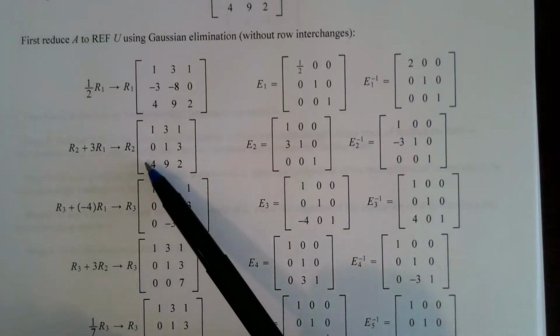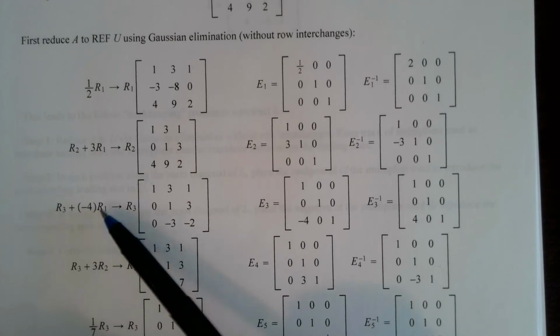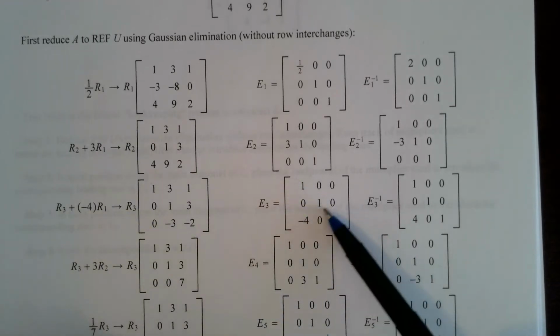Then to get the 0 here, I'm going to do what? Row 3 plus negative 4 times row 1. That gives me the 0 there. Here's the elementary matrix used to do that.